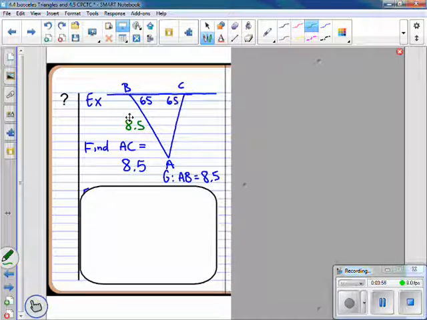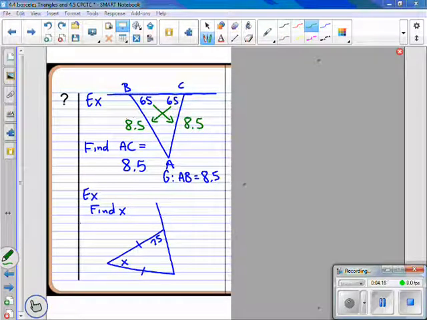Okay, so now they're asking me, what is AC? What I notice is that since these two angles are the same, I'm going to draw an arrow from that angle to its opposite side, and I'm going to do the same from that angle to its opposite side to help my eyes visually see that it's AC that's equal to 8.5. All right, let's take a look at this one. I've got to find X.